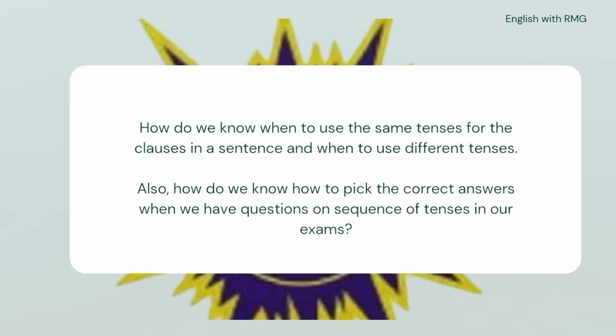Yes, there are rules that guide the use of sequence of tenses in English. So we are going to look at these rules with practical examples from the WAEC past questions, one after the other. And we are going to look at two major types of rules, which are the simple sequence rules and the complex sequence rules. Don't worry, I'm going to explain each of that in detail.